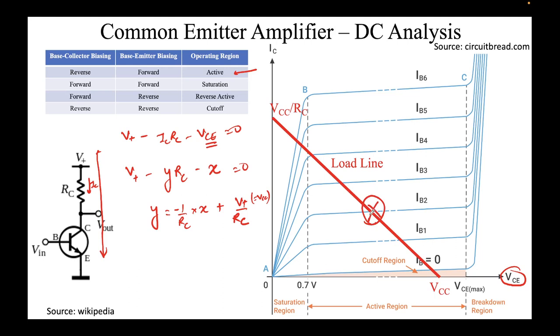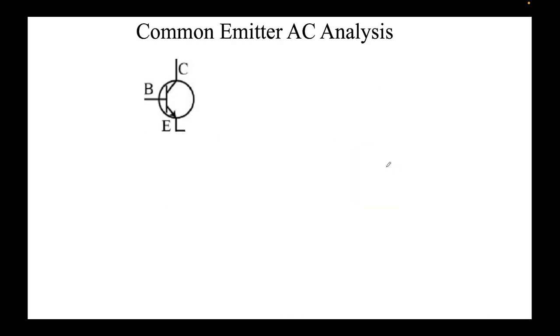I'll apply my bias, as we saw in the last slide, VBB and VCC accordingly, so that our base current will be IB2, and correspondingly the collector current will be beta times IB2. So biasing is important. We want to bias it near the center, not near the edge, because we want the output swing.